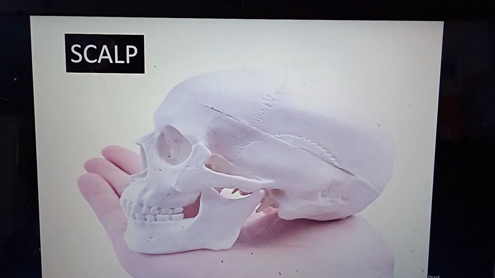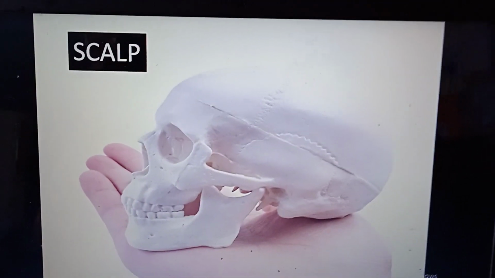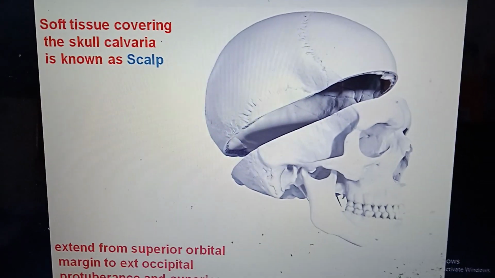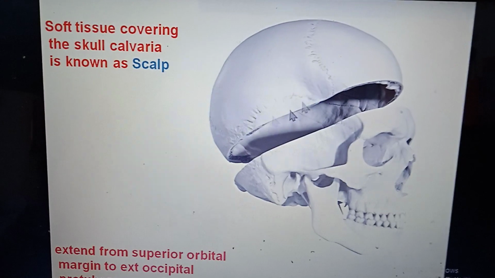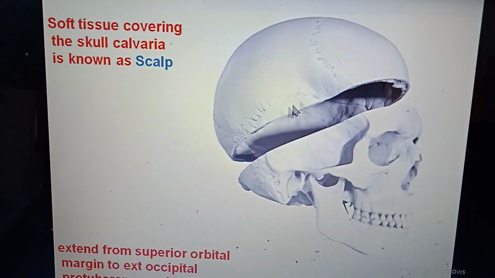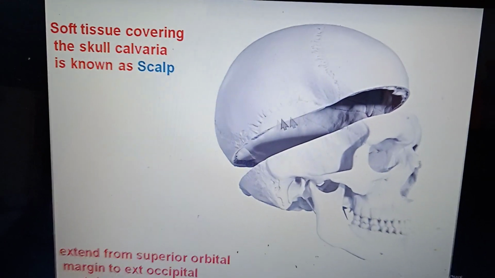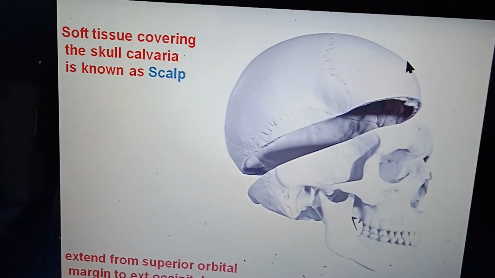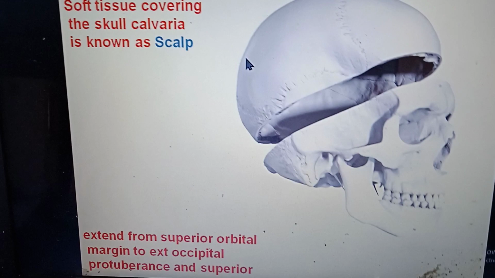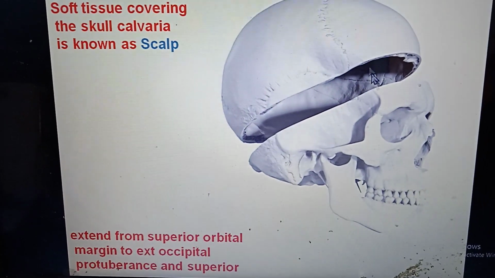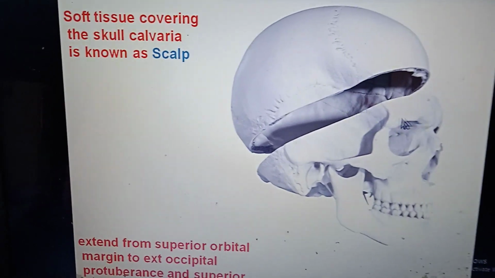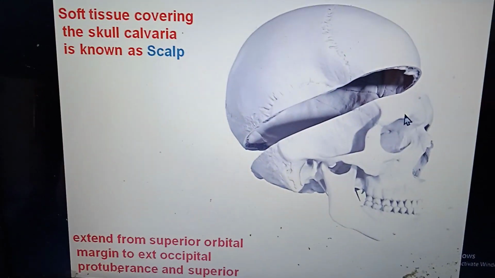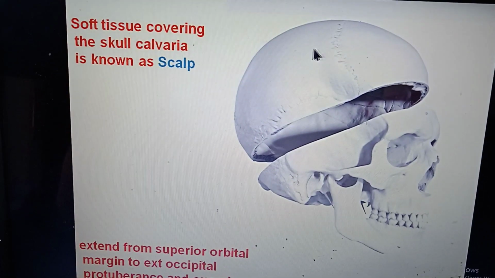Today you will study scalp. Soft tissue covering the skull cap, that is calvaria. This is skull cap. And soft tissue covering this skull cap is known as scalp. It extends from the superior orbital margin, here it lies, superior orbital margin, up to the back.